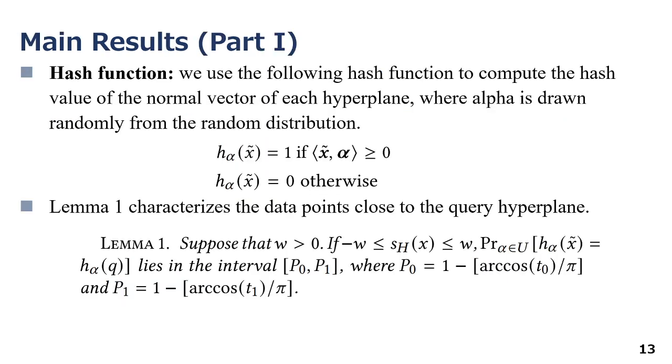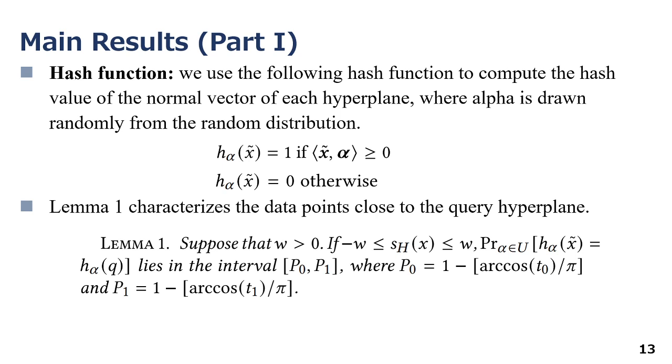Next, I want to briefly introduce some theoretical results supporting the design of the proposed algorithm. For the ease of comprehension, I will focus on explaining the implication of each result and skip some detail of the notations. The used hash function is almost the same as the one used for the cosine distance.